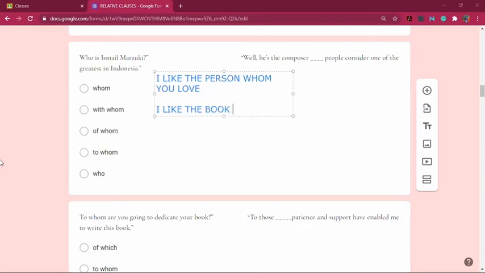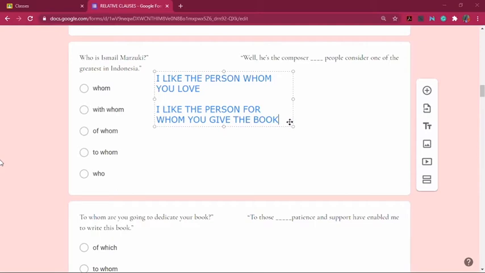And sometimes I like the book to whom you give. I like the book for whom you give. No, it's become confusing. What is the sentence? Okay, no. The book is not for whom. I like the person for whom you give the book. So for whom here refers to you give the book for somebody.